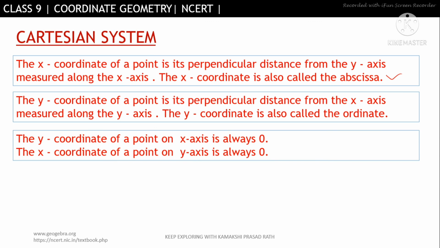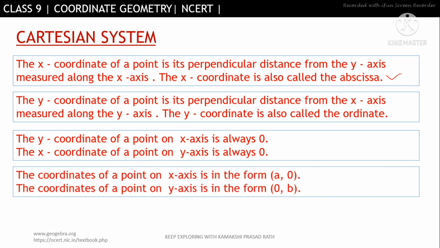Next, the y-coordinate of a point on the x-axis is always 0, as we saw just now, and the x-coordinate is always 0 on the y-axis, because any point on the x-axis does not move towards the y-axis, and any point on the y-axis does not move along the x-axis. Finally, the coordinates of a point on the x-axis are of the form a, 0, like 6, 0 or -4, 0, and any point on the y-axis will be of the form 0, b, like 0, 3 or 0, -2.